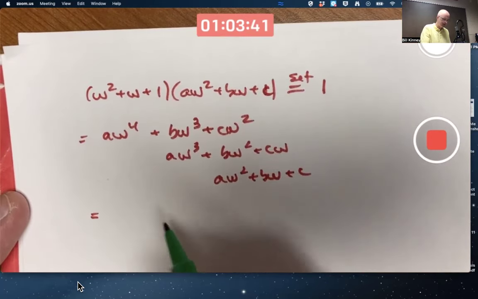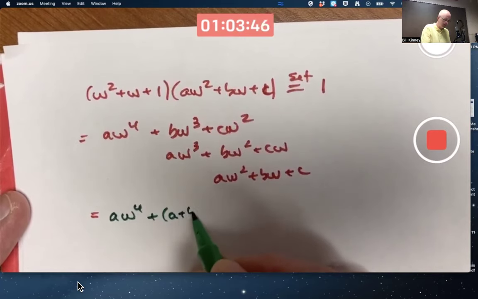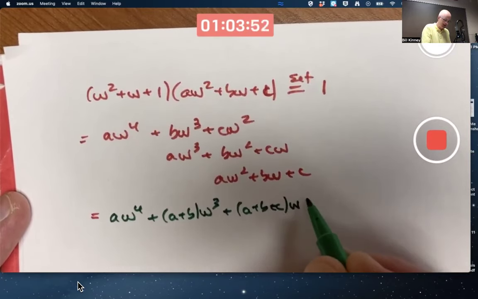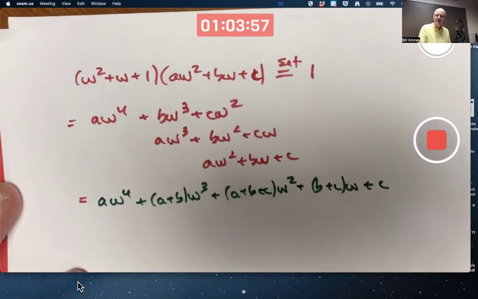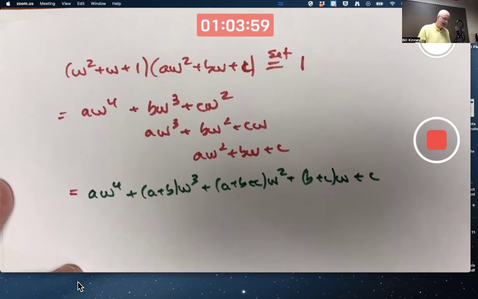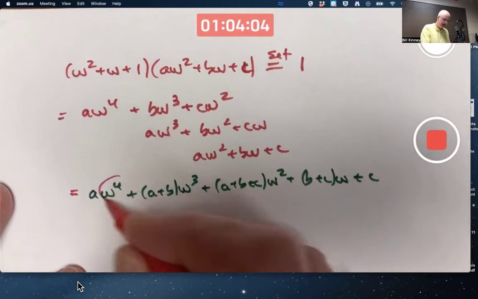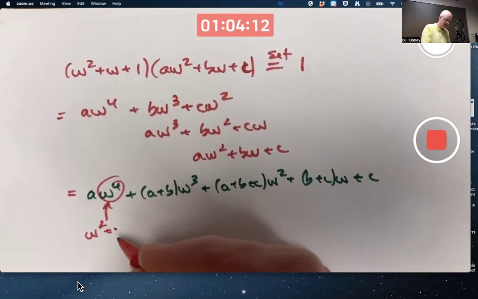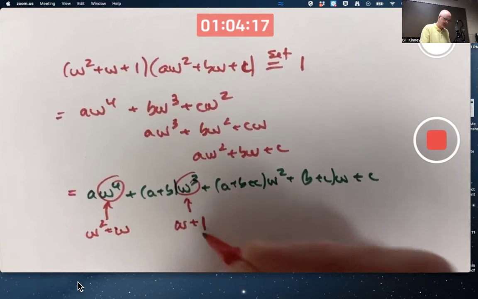Okay, let's simplify first. A omega to the 4th plus a plus b omega cubed plus a plus b plus c omega squared plus b plus c omega. Maybe trial and error is a quicker method. Yeah, I don't know what a, b, and c are, so I can't really do any modding here. But I can replace omega to the fourth with omega squared plus omega, and omega cubed with omega plus 1.